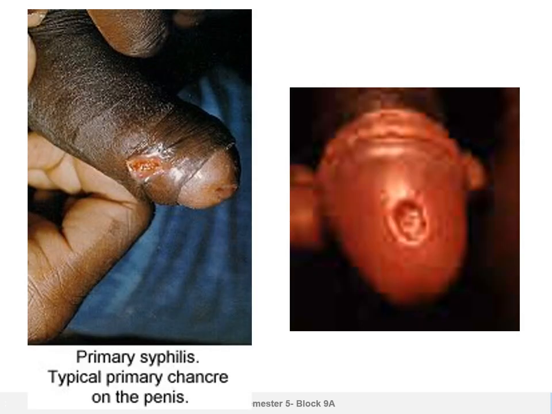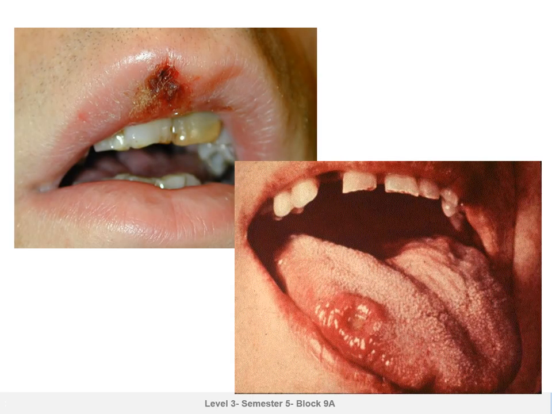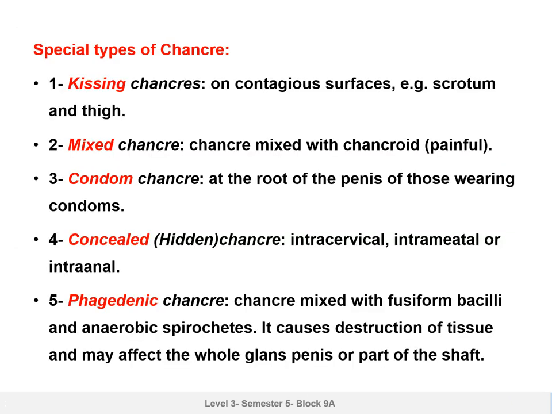Here is the chancre on the penis, which is a single painless genital ulcer. Here is the extragenital chancre on the lip and on the tongue, which is a single painless ulcer. It is also very important to know the special types of chancre.